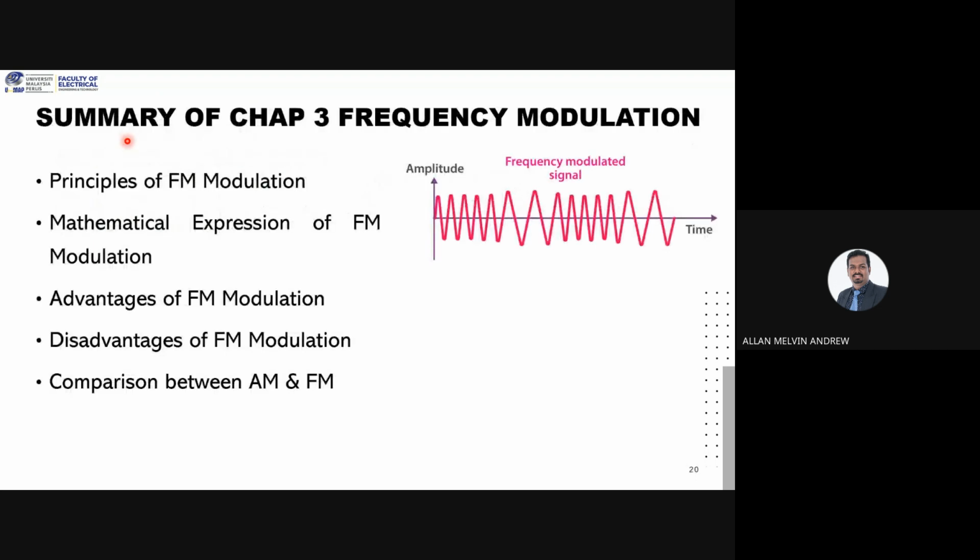Okay, so summary of chapter 3. Frequency modulation we are not really discussing much because it's almost the same as amplitude modulation. Amplitude modulation we already discussed many things, and for frequency modulation most of the things are the same, so that's why we are not really repeating. We only discuss some important points: the principle behind frequency modulation, the mathematical expressions of frequency modulation, the advantages and disadvantages of FM modulation, and also the comparison.